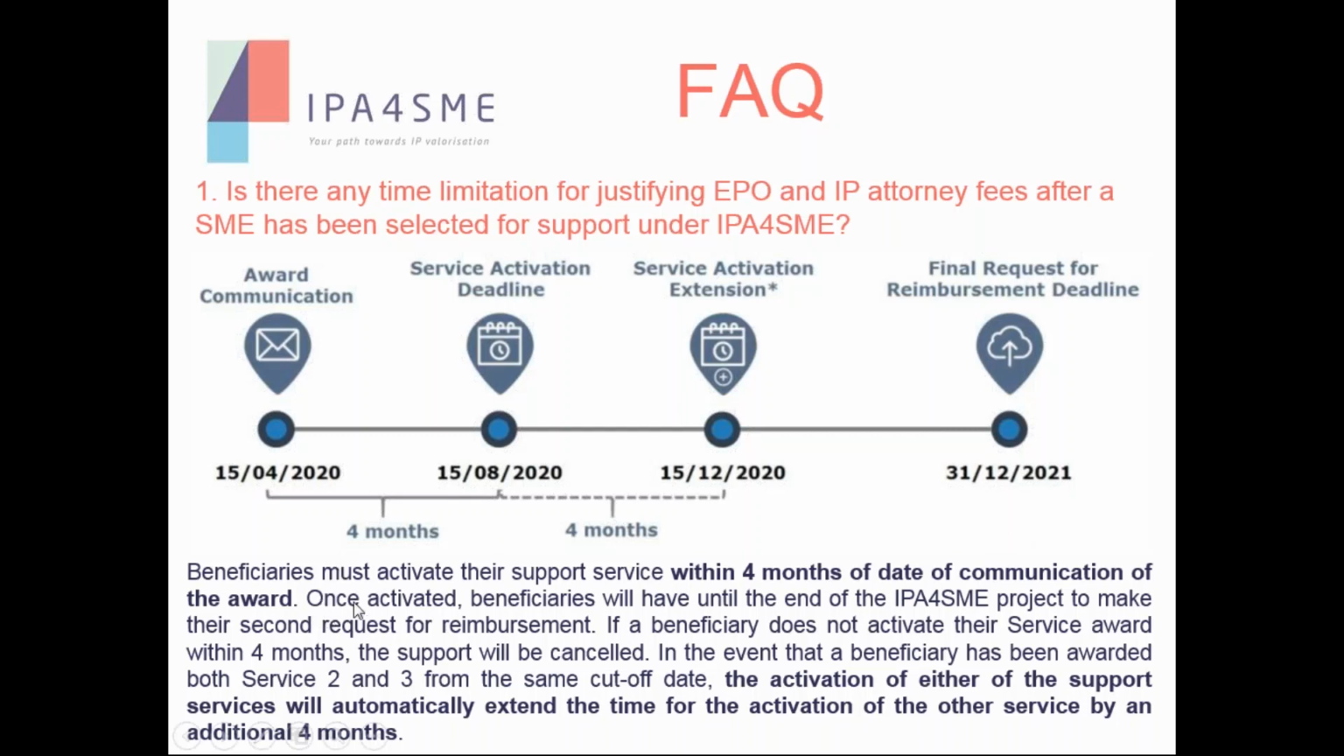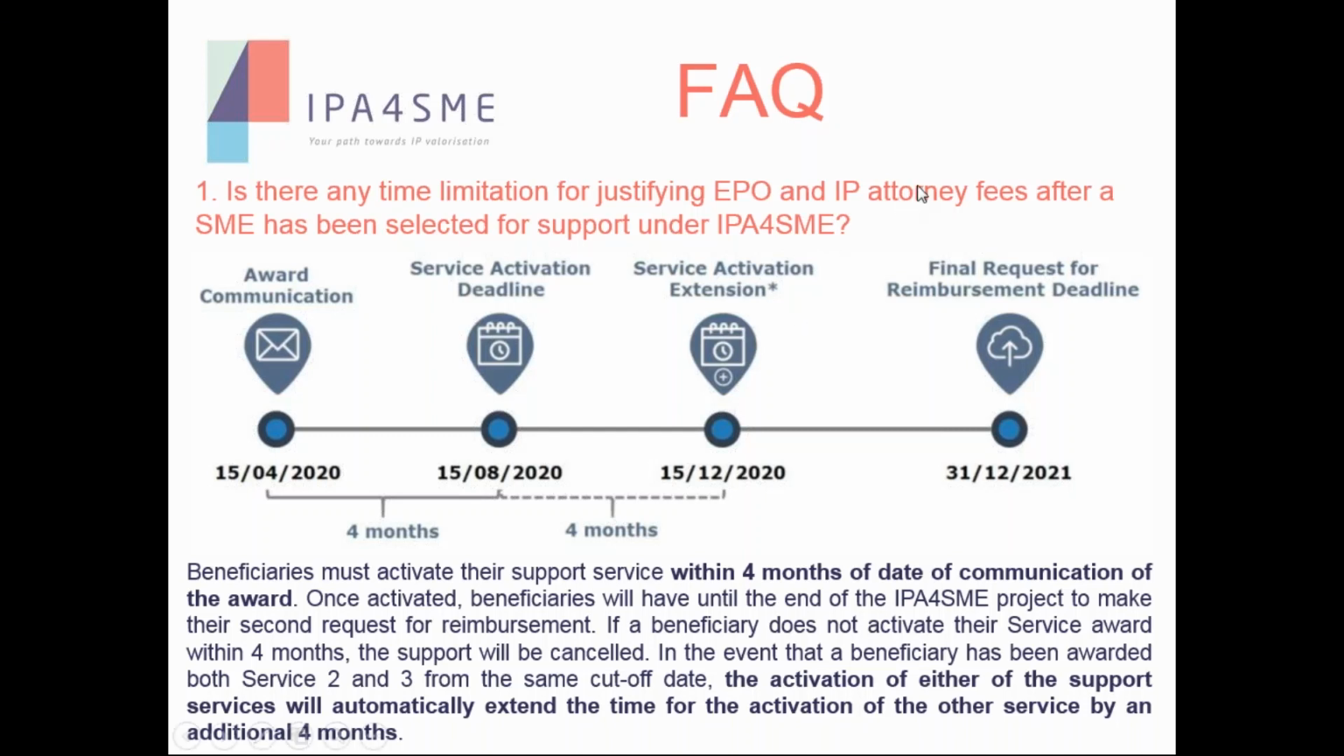As I said different times, all the beneficiaries of cutoff 4 received this email on the 15th of April. In the event that some of the beneficiaries are not able to find the email, please contact us via email, because in this way we can proceed to send you the email again, in order also to find the link to complete the IPA4SME self-assessment. That, for us, is the mandatory step to complete in order to start the process.